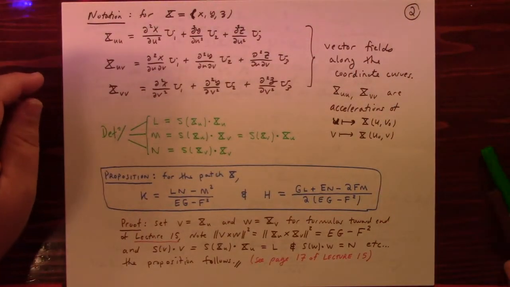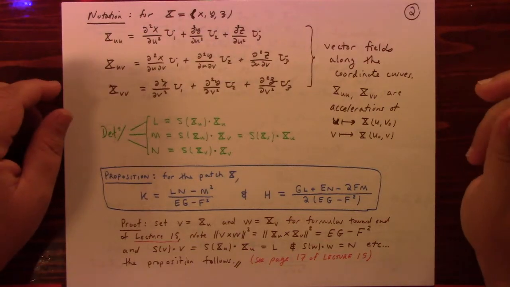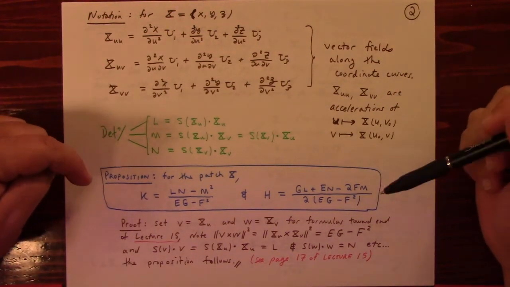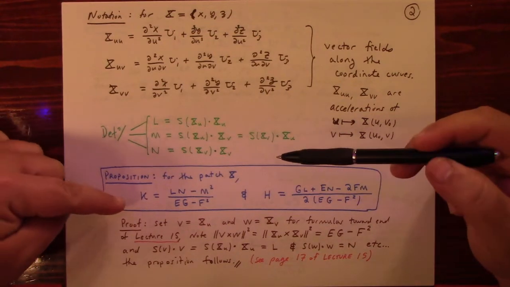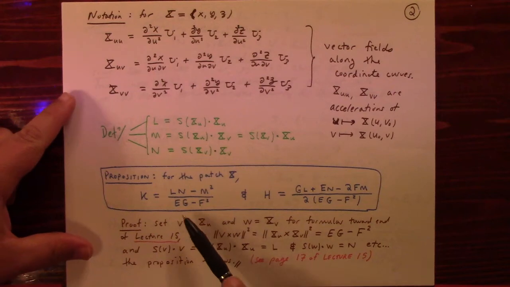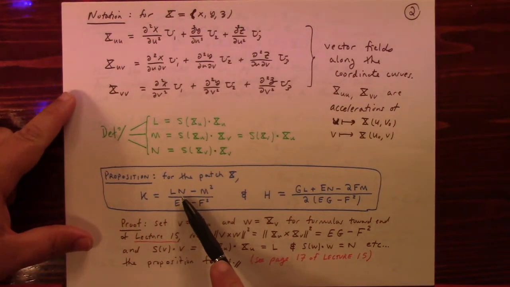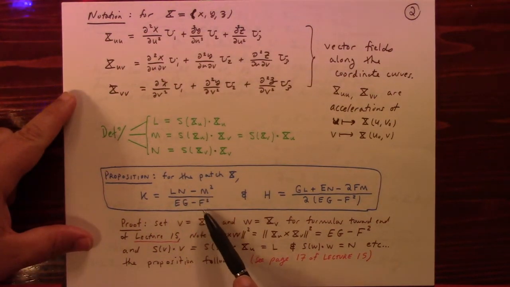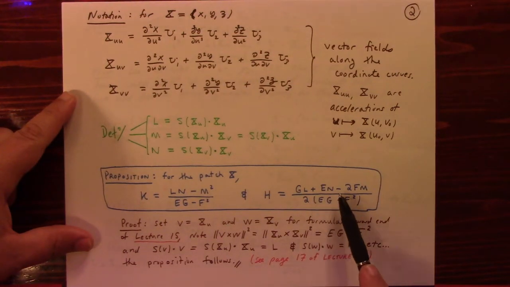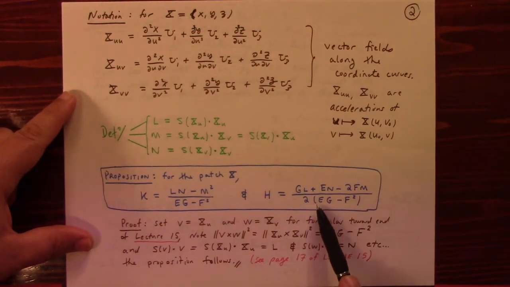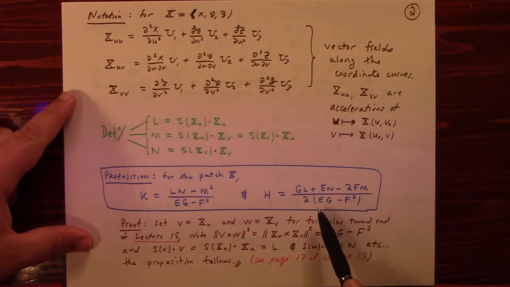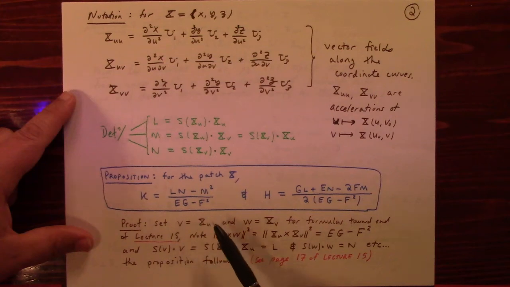Right. And more than that, we can use L, M and N to write formulas for the Gaussian curvature and the mean curvature. And here's how they work out. The Gaussian curvature is LN minus M squared over EG minus F squared. And the mean curvature is GL plus EN minus 2FM divided by 2 times EG minus F squared. This is really 2W squared, and that's W squared, right?